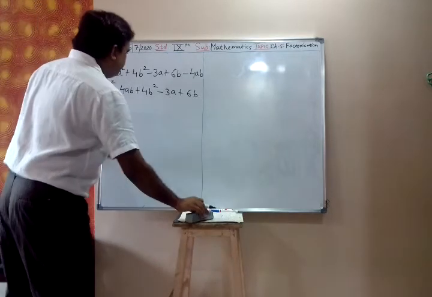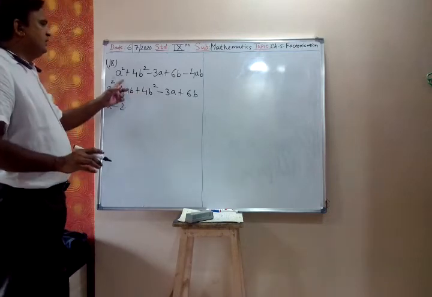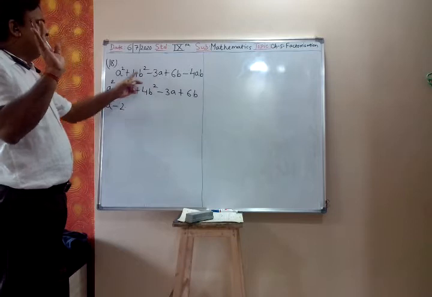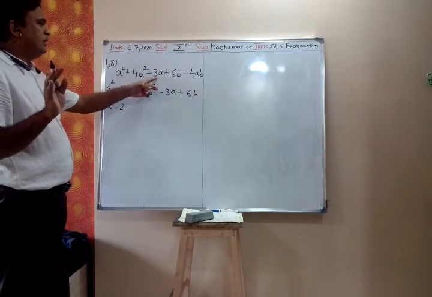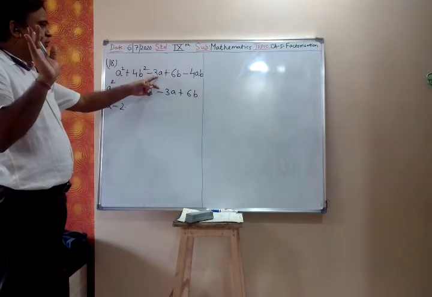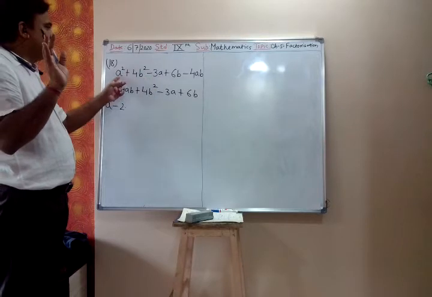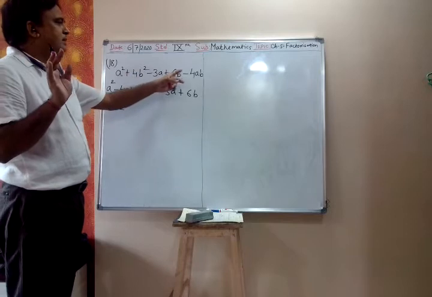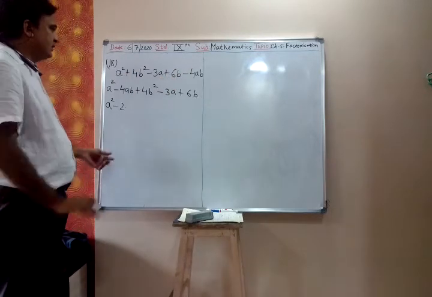a square and 4b square. Which one? a square and 3a. See, a square and 3a you can take together, but then there is nothing common factor in the other. 4b square, 6b, there is nothing common factor.